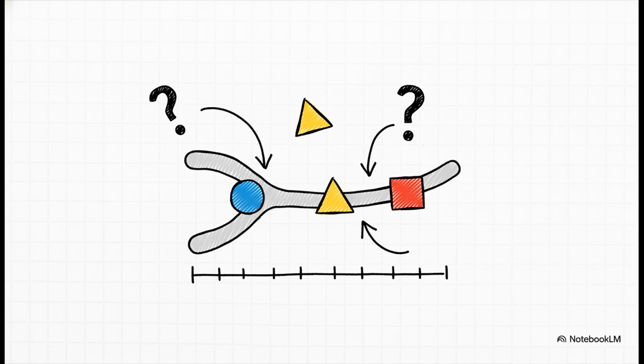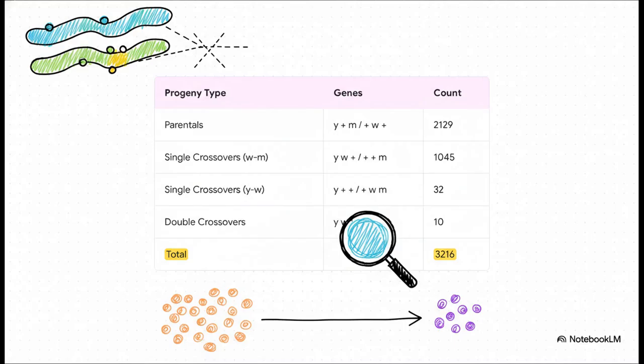It lets us figure out the order of three genes on a chromosome and calculate the distances between them, all at the same time. Basically, by setting up a specific cross and then just counting the different traits in all the offspring, we can see exactly how often recombination happened between our three target genes. And boom, here's our data. Let's say we just finished our big experiment and counted all 3,216 of our little guys. Now look at these numbers.